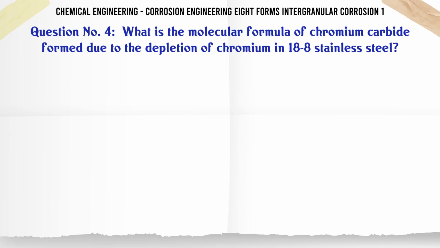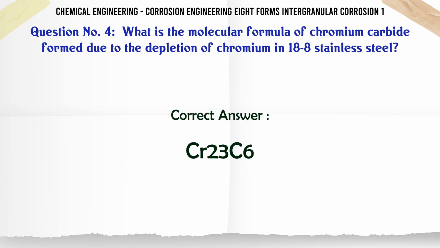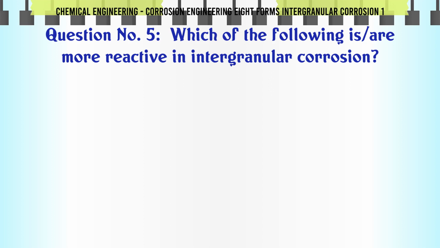What is the molecular formula of chromium carbide formed due to the depletion of chromium in 18-8 stainless steel? A. Cr3C. B. Cr5C3. C. CrC. D. Cr23C6. The correct answer is Cr23C6.